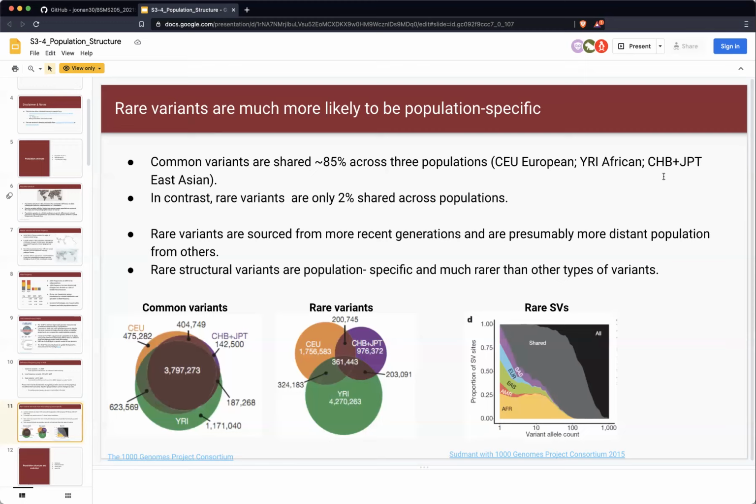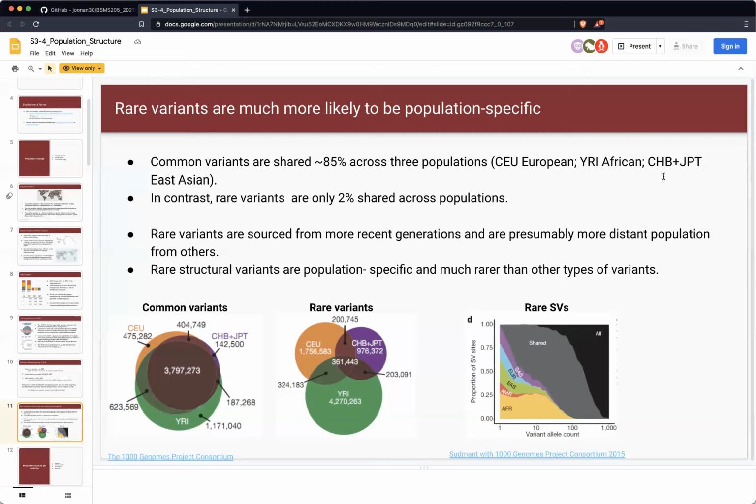So that variant only appeared in East Asian, or only appeared in European, or only appeared in other populations as well. That's why rare variants are only shared in a little portion across populations. And of course, if you look at the ultra rare variants or private variants, the level of this sharing proportion is probably much smaller than that percentage.